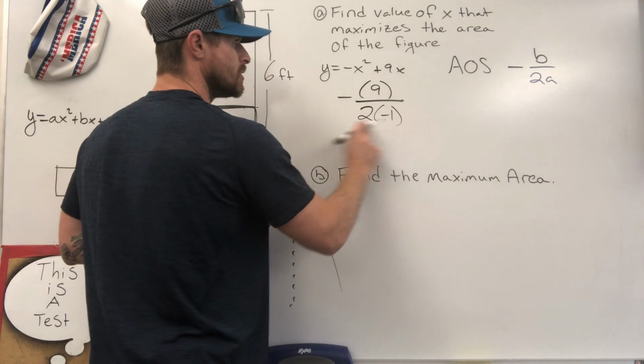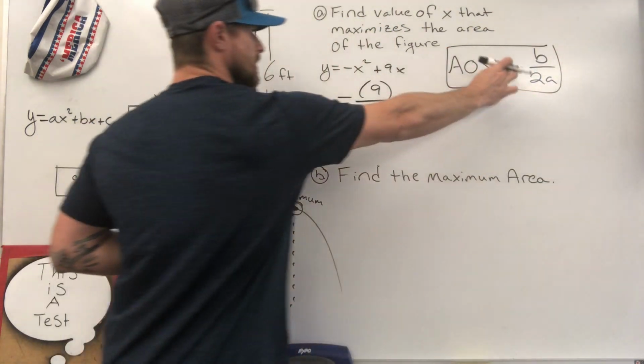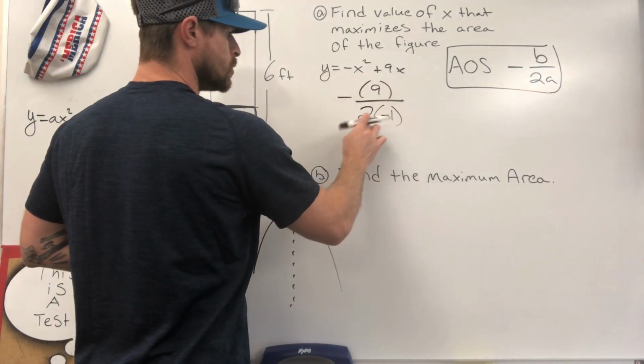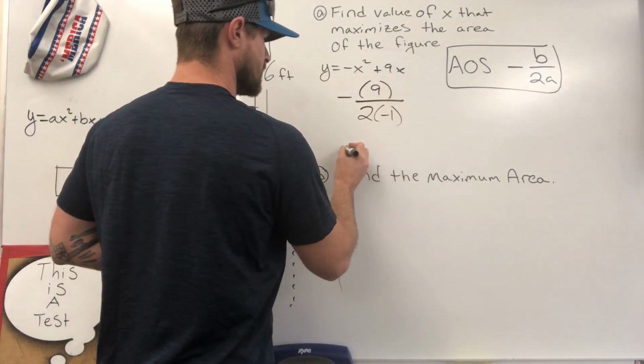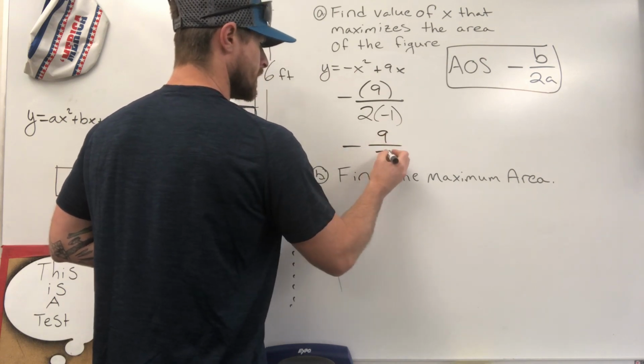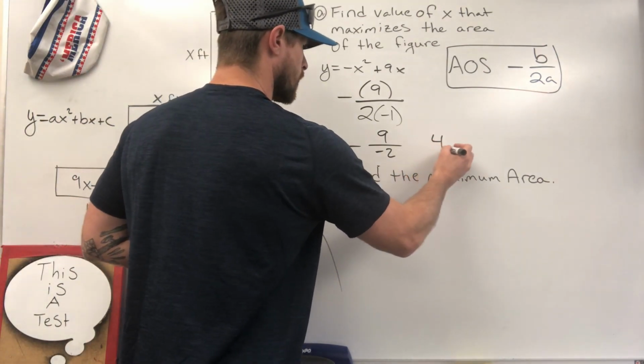Why am I multiplying by 2? Because that's how we find the axis of symmetry: opposite of b over 2a. All right, so 9 over 2 times negative 1. So this is going to be the opposite of 9 over negative 2. So what we're going to end up getting here is positive 4.5.